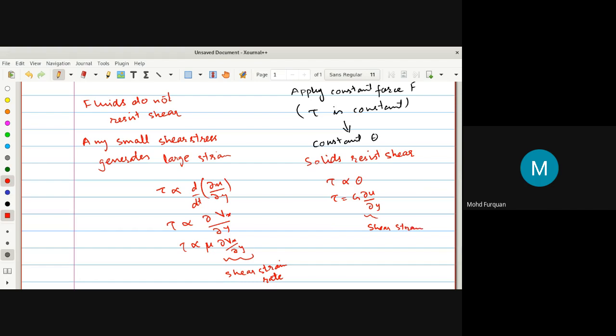Sir, when we put the value of constant viscosity, we have to remove the proportional sign, na? Yes. Oh, sorry, I keep on forgetting to remove proportionality signs. Thank you.